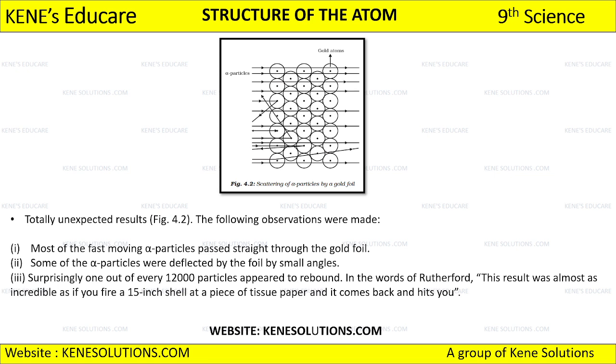In the words of Rutherford, this result was almost as incredible as if you fire a 15-inch shell at a piece of tissue paper and it comes back and hits you. How incredible is this result? It's as if you fire a 15-inch shell at a piece of tissue paper and it comes back to you again. Rebound means it gets deflected and comes back again. That is what was happening here with the gold foil and the alpha particles.